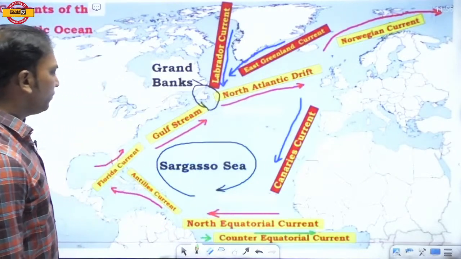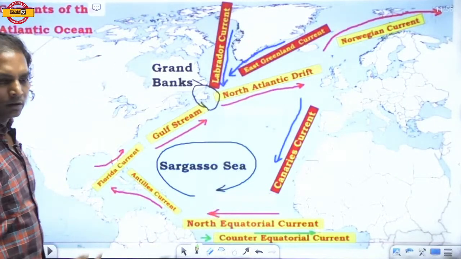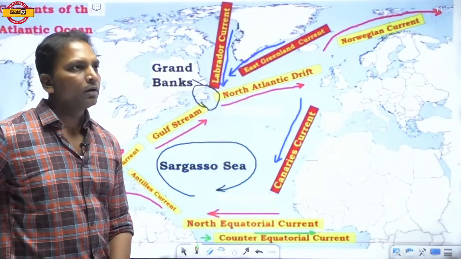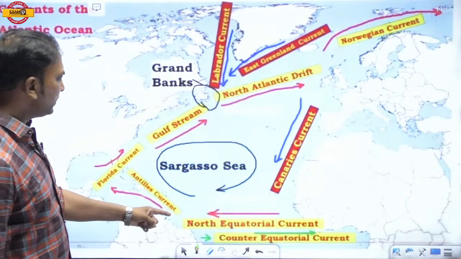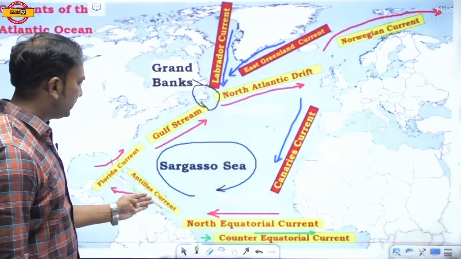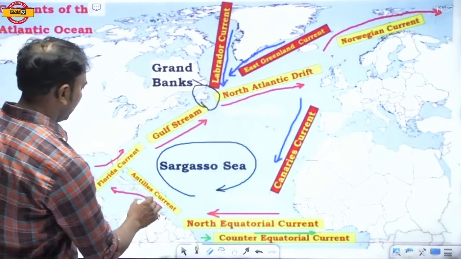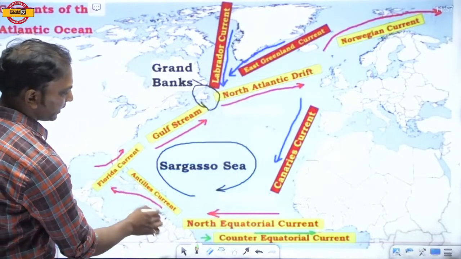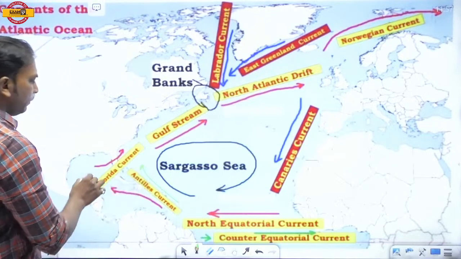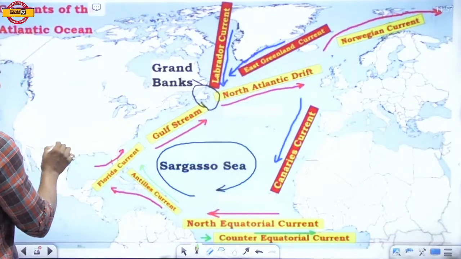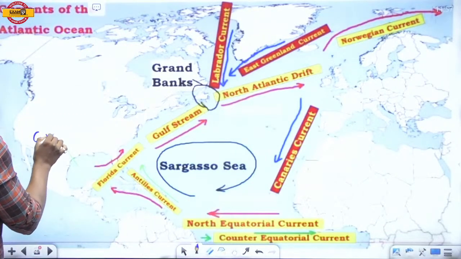So when these currents come to this side, here you can see the Antilles current. The Antilles current is bifurcated into two parts. One is also here. Now in the Gulf of Mexico, this side is the Gulf of Mexico.